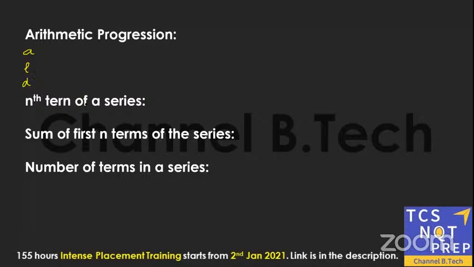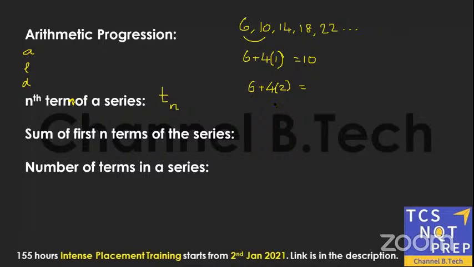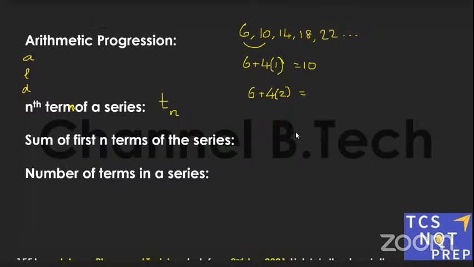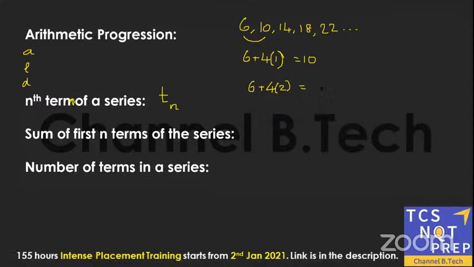A, L, D. Nth term of a series. I have to find out the nth term. Now, let us take this series for example: 6, 10, 14, 18, 22, and so on. If I need the second term, what will I do? To the first term, I will add 4 to get the second term. Or I can say to the first term, I am adding 1 times 4. If I should get 14, to the first term, I will add 2 times 4.